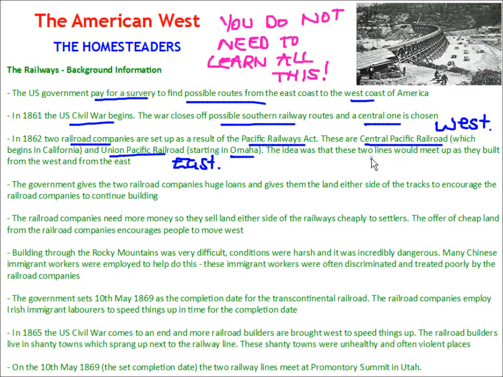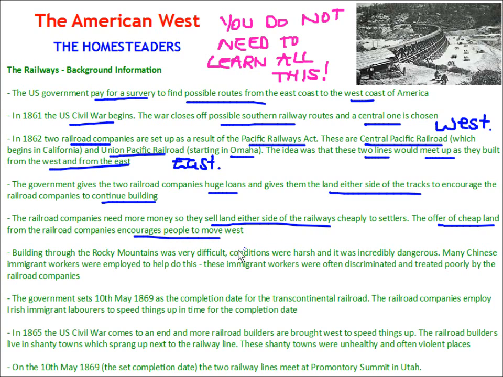The idea behind this was that these two lines would meet up as they were built. The Central Pacific Railroad from the west would eventually meet with the Union Pacific Railroad from the east in the middle, and a whole transcontinental railroad would be created. The government gave the two railroad companies huge loans and gave them land either side of the tracks to encourage them to continue building. The railroad companies needed more money, so they sold land either side of the railways off cheaply to settlers. This encourages homesteaders to move on to the plains, as we've already talked about. The offer of cheap land encourages people to move west.